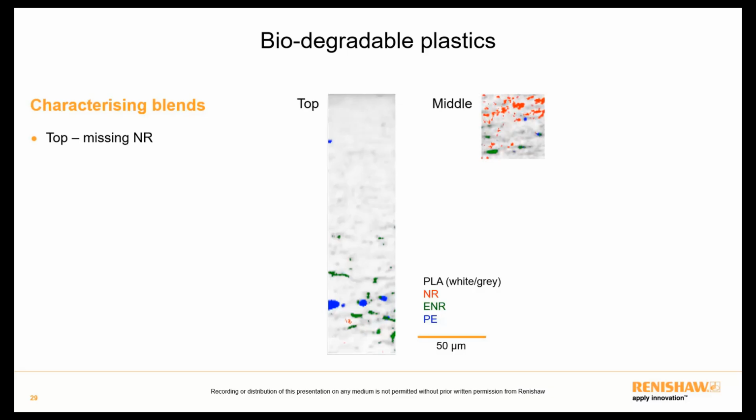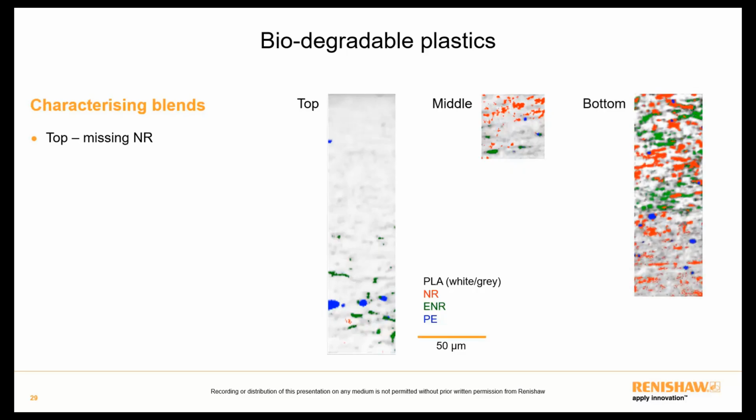The middle section contains the natural rubber, and as we move through into the bottom section, we again see the natural rubber and polyethylene throughout. But as we reach that bottom edge, the epoxidized rubber is no longer present. These types of Raman images can give us insight then into the chemical reactions occurring in the biodegradable plastic during the breakdown process.